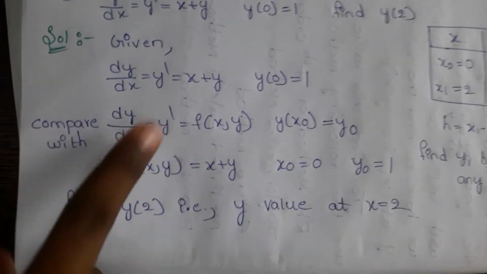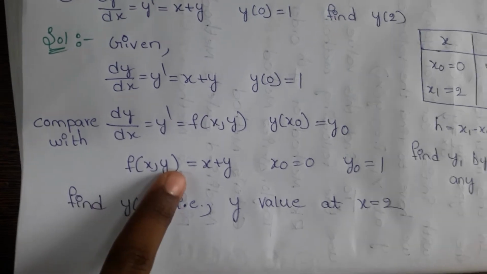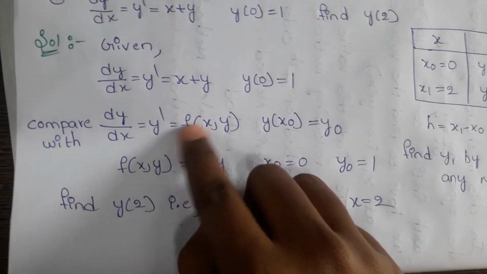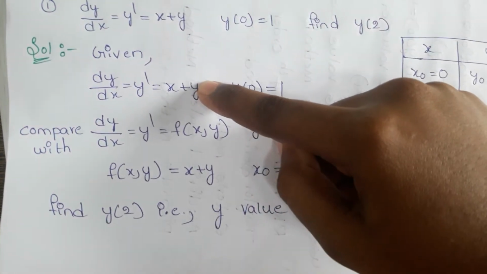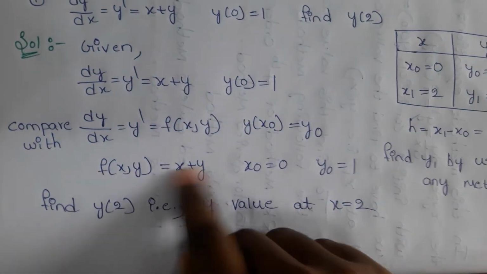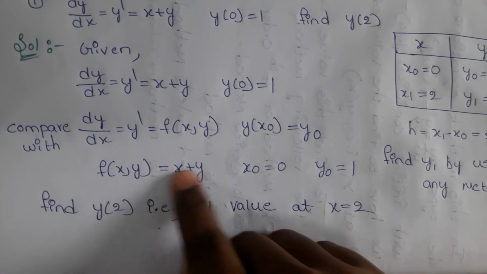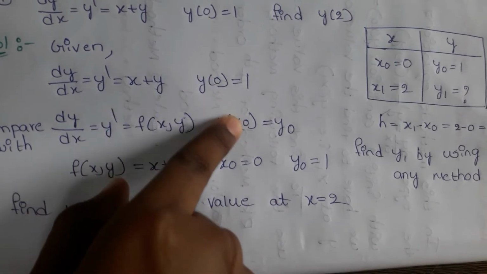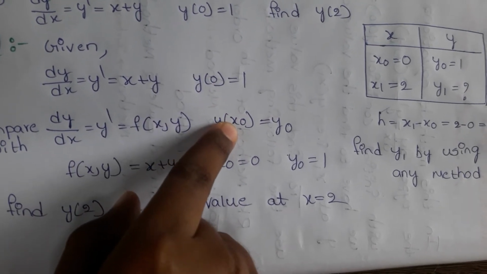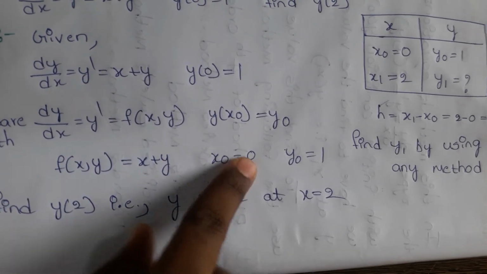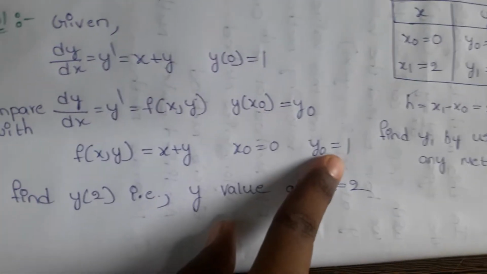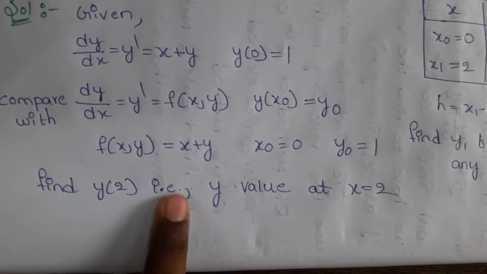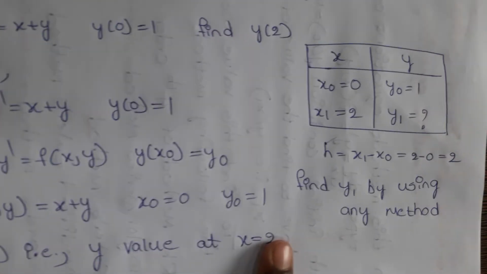By comparing these two equations, we get f of x comma y is x plus y. In place of f of x comma y, we have x plus y. Here in place of x0 we have 0, since x0 is the initial value of x. So x0 is 0, y0 is 1, and we need to find y of 2, that means the y value at x is equals to 2.